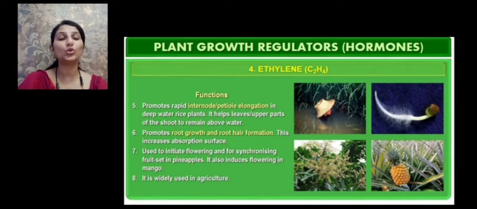It promotes root growth and root hair formation so that it increases the surface area of absorption. It is used to initiate flowering and for synchronizing fruit set in pineapples. It also induces flowering in mangoes, and it is widely used in agriculture. It is exploited in agriculture for ripening and also for flowering processes. All this is utilized in agriculture.